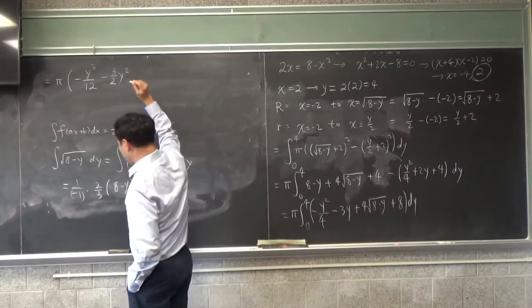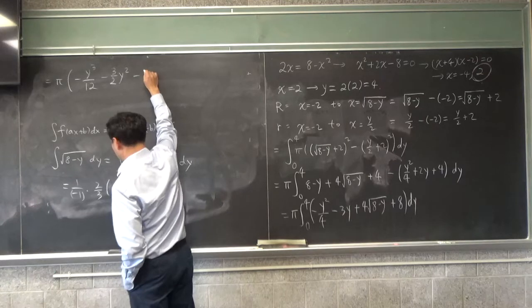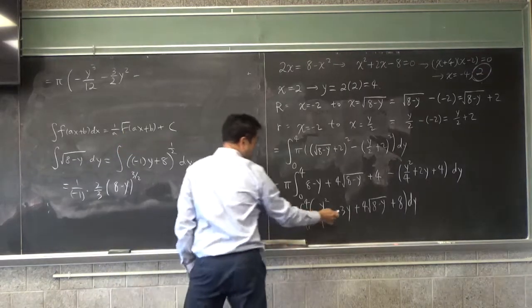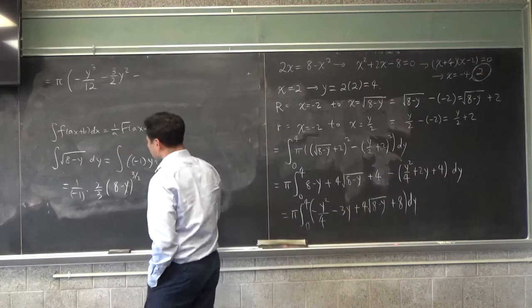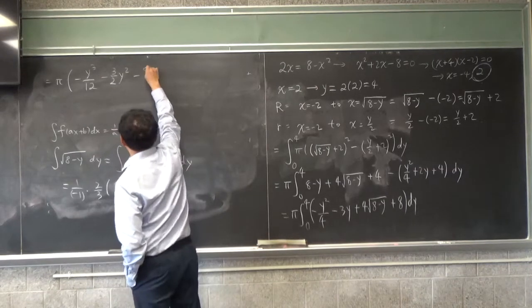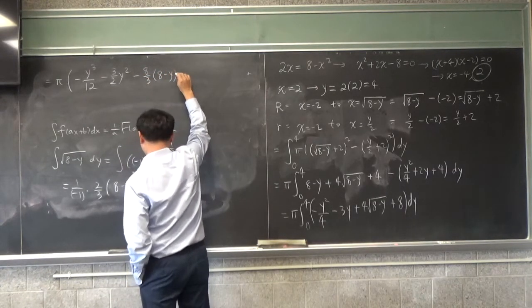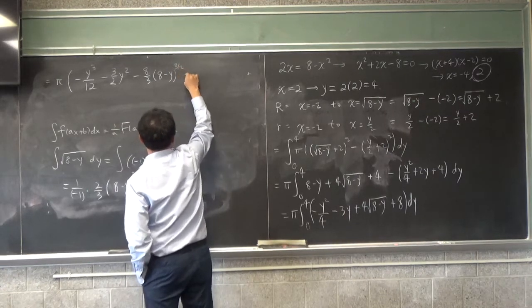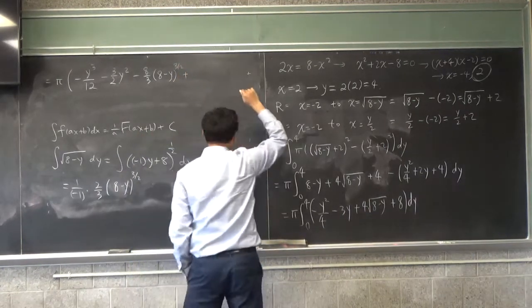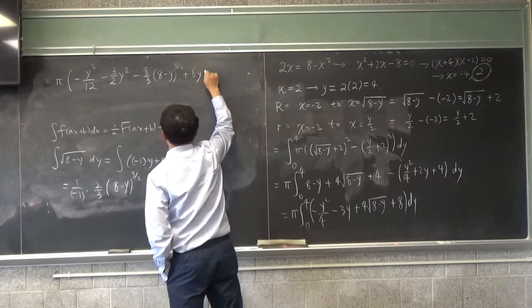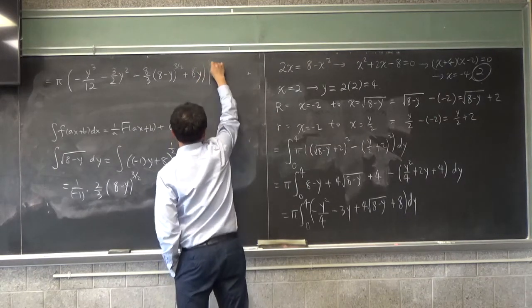So I'm going to write that here. Negative, oh, but there's a factor of 4 there, so 4 times 2 is 8. So negative 8 over 3, 8 minus y to the 3 over 2 power, plus 8y. And you have to plug in 4 and 0.